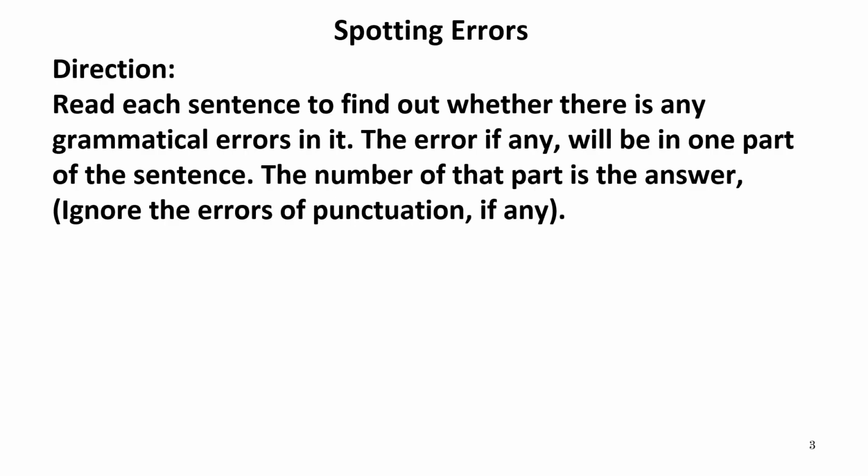Now the direction for the exercise given to us is as follows. Read each sentence to find out whether there is any grammatical error in it. It means we will be given a sentence which has been divided into several parts. One of them may contain an error. The error, if any, will be in one part of the sentence. It means if there is any error, you can find that particular error in only one part of the sentence. The number of that part is the answer. Ignore the errors of punctuation, if any. Now let's begin the questions.